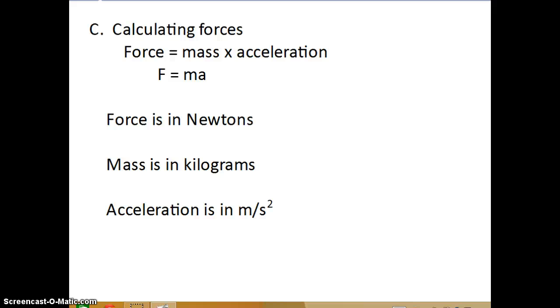So here is the equation, just rearranged from before. Force equals mass times acceleration. For this equation, force is always in newtons or N. Mass is always in kilograms or kg. And acceleration is always in meters per second squared.